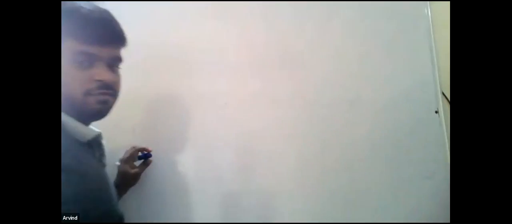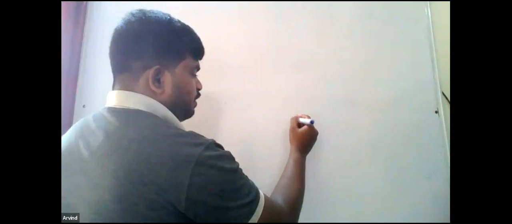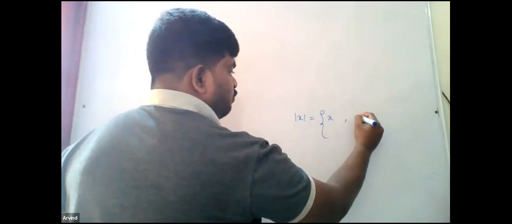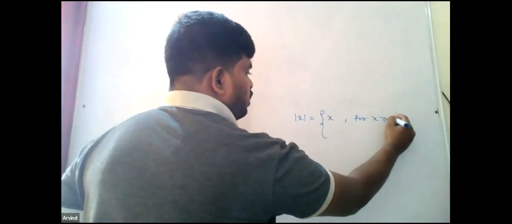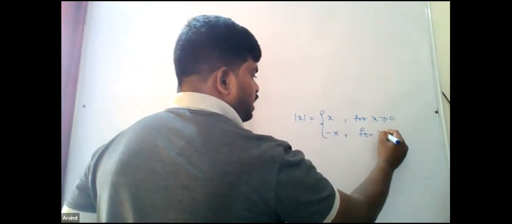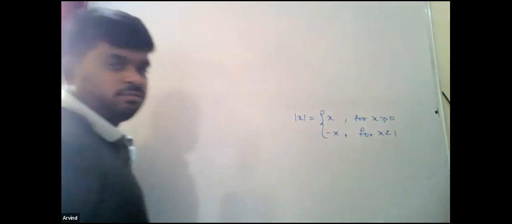The formulas are in the PDF also, but okay. See, first you have to know the definition of mod x. Mod x is defined as x for x greater than or equal to 0. It is defined as minus x for x less than 0. Okay. So that is how it is defined.